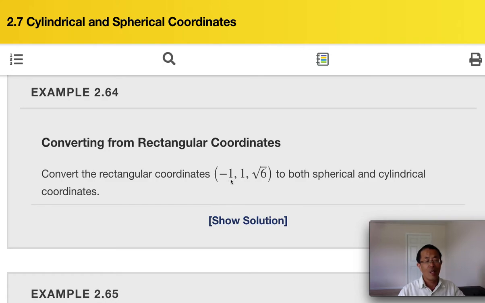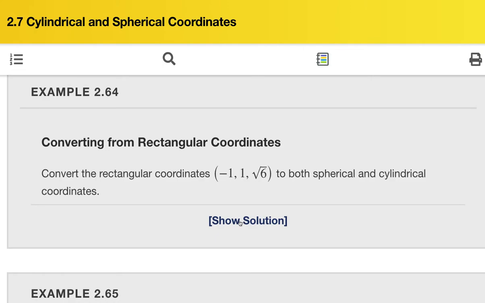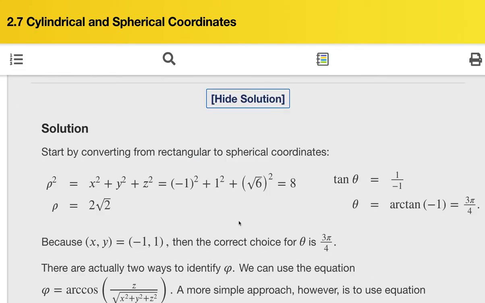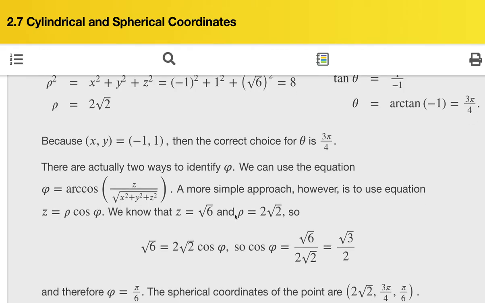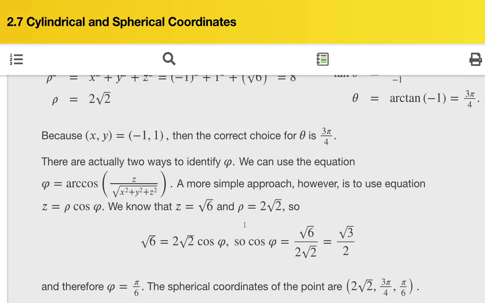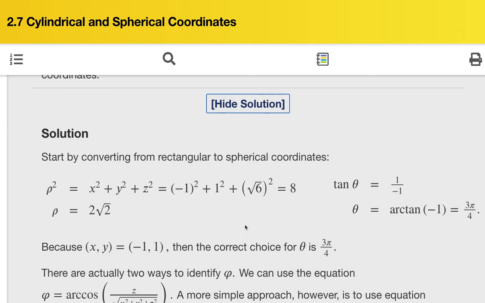So we have the point (-1, 1, square root of 6), and we want to convert to spherical and to cylindrical. I would say in general it might be easier to convert to cylindrical first. Let's take a look at how the textbook does this. Show solution. Actually, somewhat, the textbook got this mixed up. Okay. Rho is the square root of x squared plus y squared plus z squared.